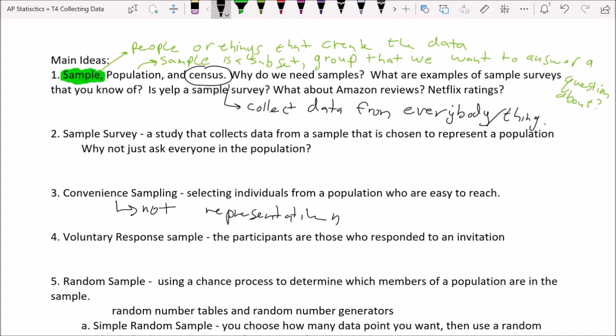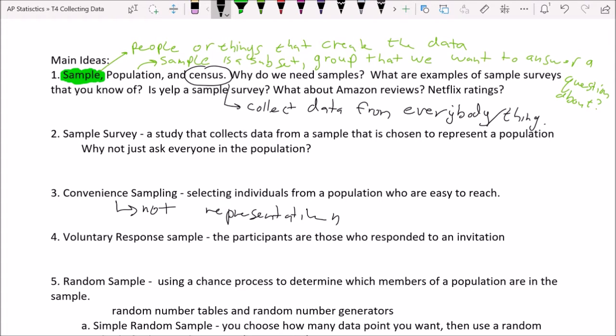Like if I want to know how many people are going to the football game and I only ask people in the lunch line, well, I haven't asked anybody who brought their lunch from home. I haven't asked anybody who doesn't eat lunch. I haven't asked anybody who's late to lunch. And so I don't have lots of different people in my sample, and therefore my population that I can estimate is only people who eat lunch at the same time as me who are standing next to me.